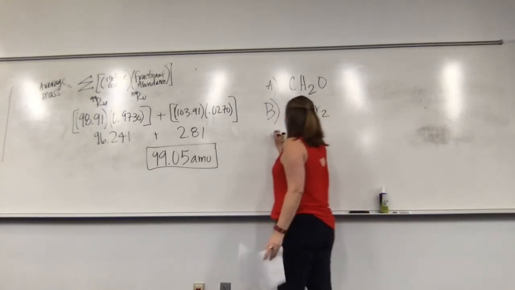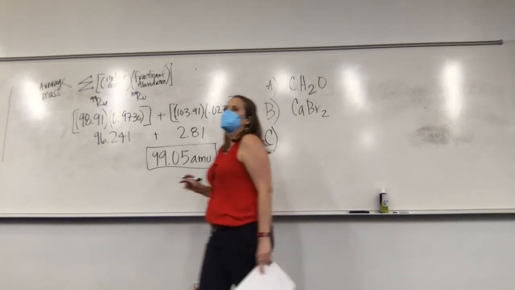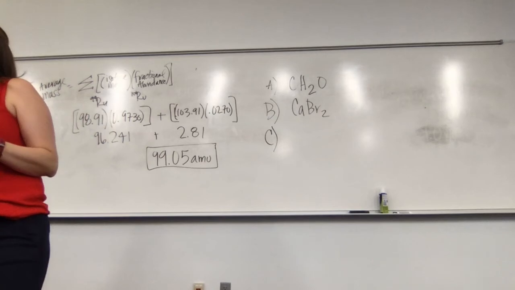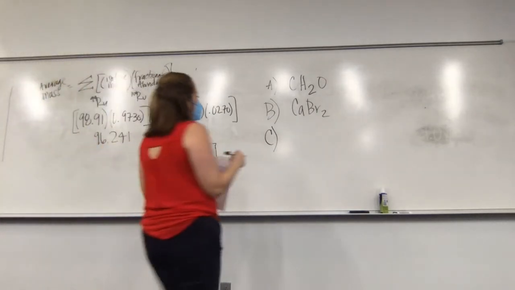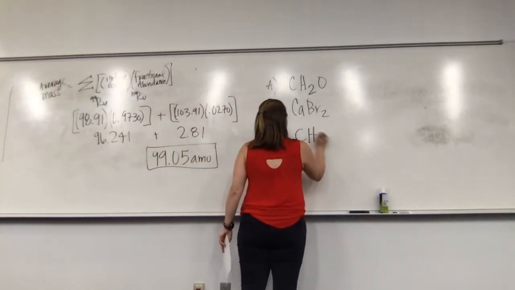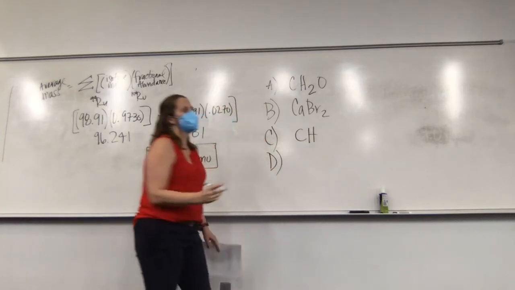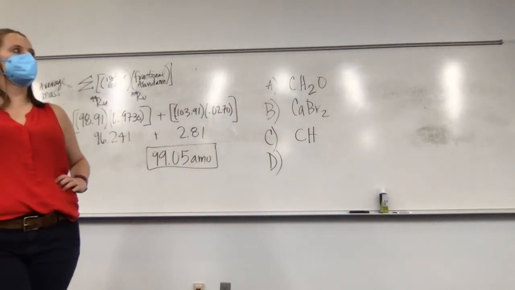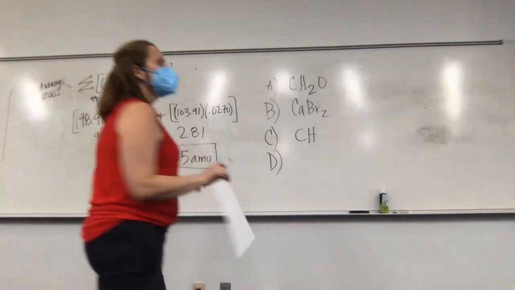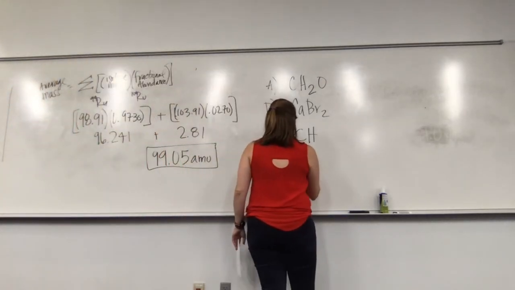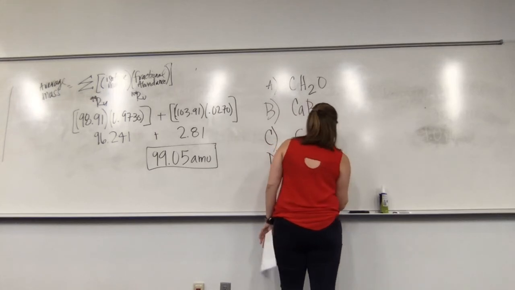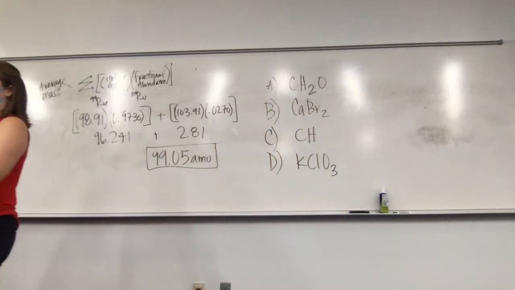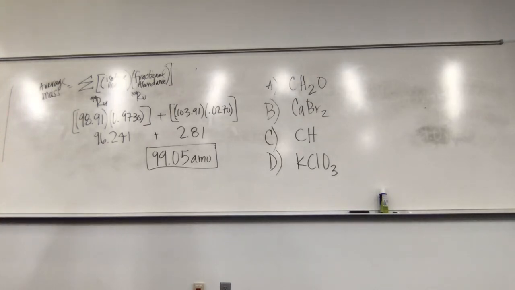So it is CaBr2. For C, which is benzene, does C6H6 have an empirical formula? Yes, it is CH. What about D? Does it have an empirical formula? Yes. It is KClO3. Any questions about this concept or question?